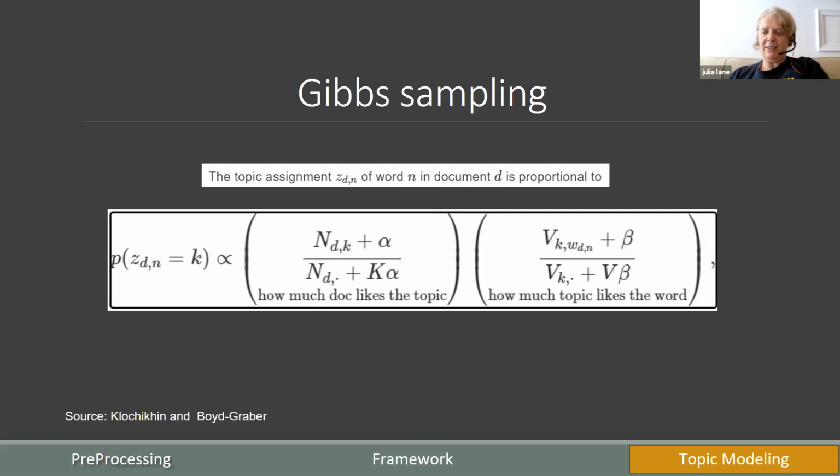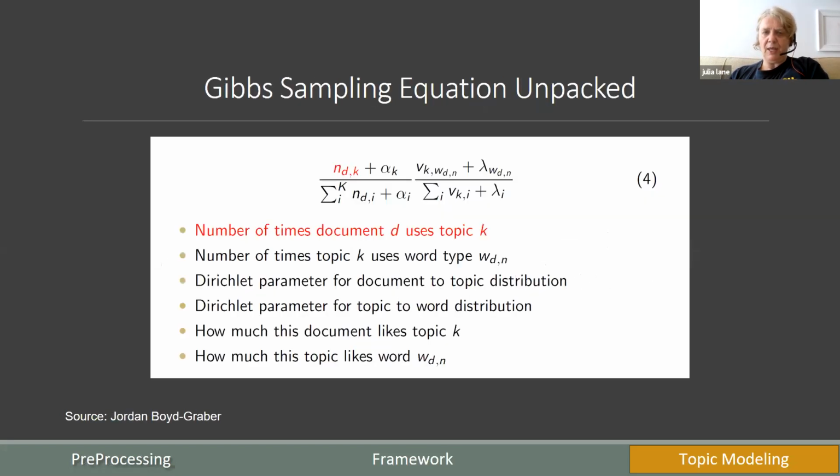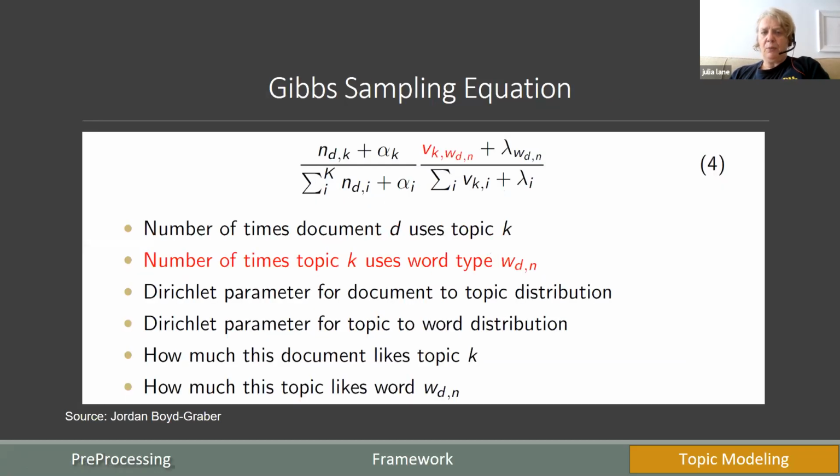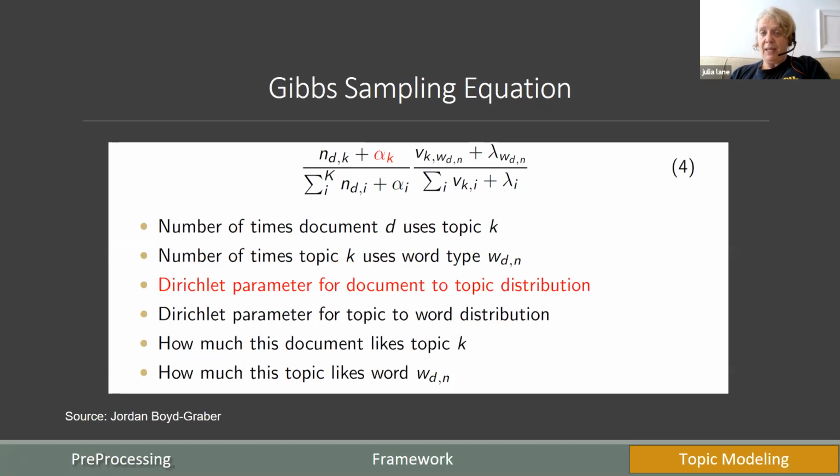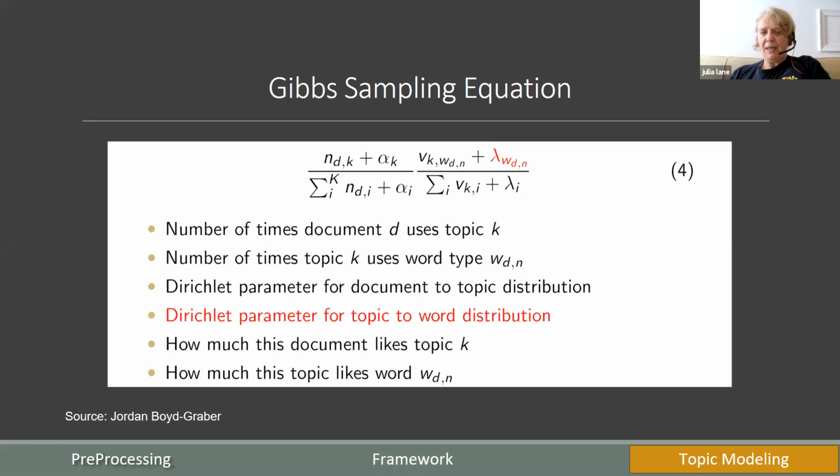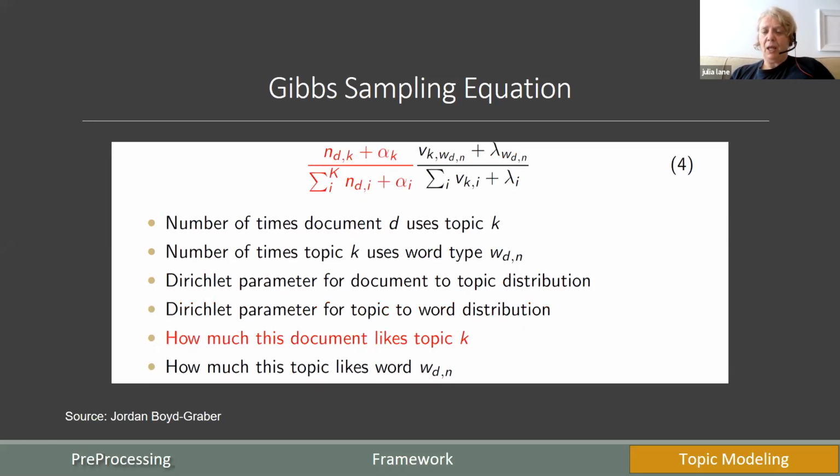So I'm just highlighting it as the key measure that you're going to want to take a look at. Unpacking that measure, you can think about this as the number of times a document uses a topic in the numerator, then the number of times a topic uses a word. You could go back and take a look at the examples that I used before, but you can characterize it that way. Then what you're estimating is the Dirichlet parameter for assigning documents to topics, a Dirichlet parameter for topics to words, and then what you're incorporating is how much this document likes a particular topic and how much the topic likes the word.